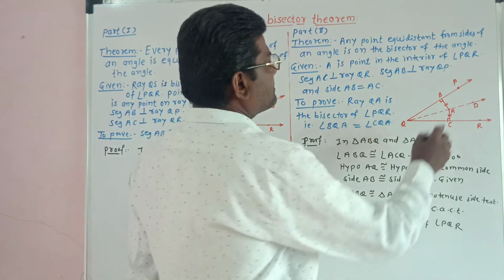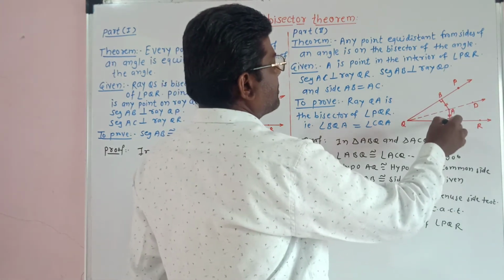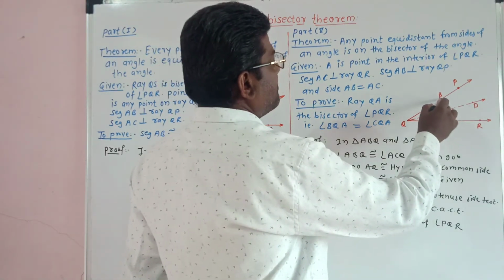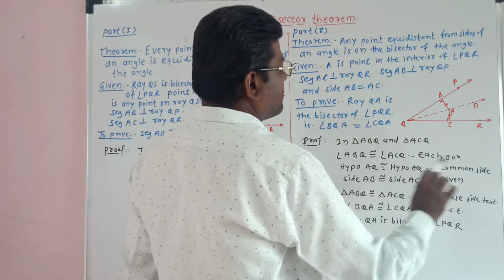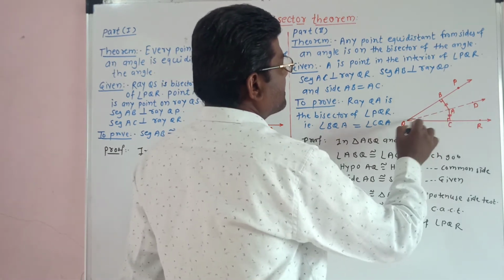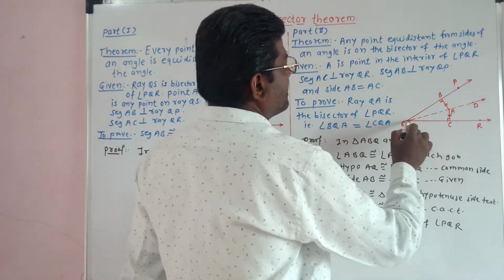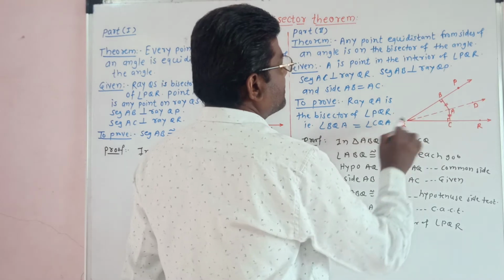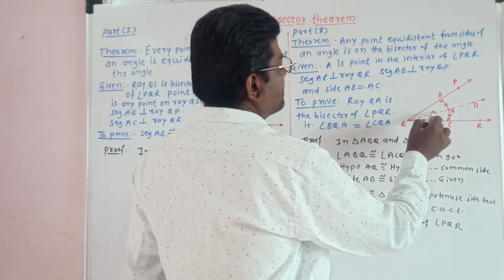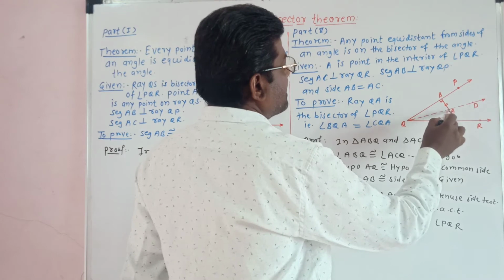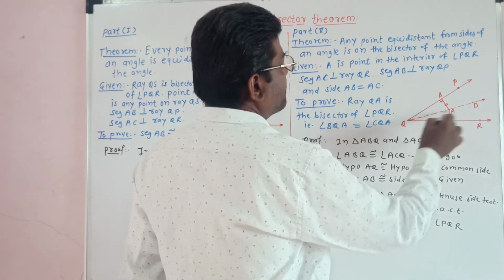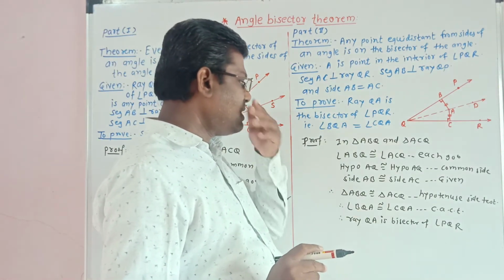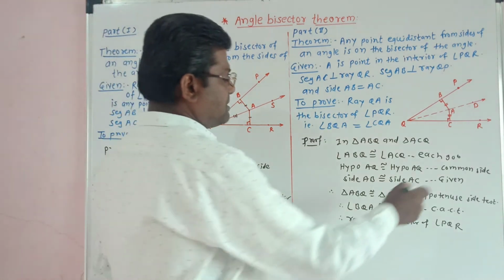In these triangles angle ABQ is equal to angle ACQ, each 90 degrees. Then side AB is congruent to side AC, it is given. Then this is a hypotenuse. This is a 90 degree angle, therefore QA is the hypotenuse for triangle ABQ, and also this is 90 degrees, therefore QA is the hypotenuse for triangle ACQ. Therefore hypotenuse QA is common, so hypotenuse QA is congruent to hypotenuse QA, that is the common side.